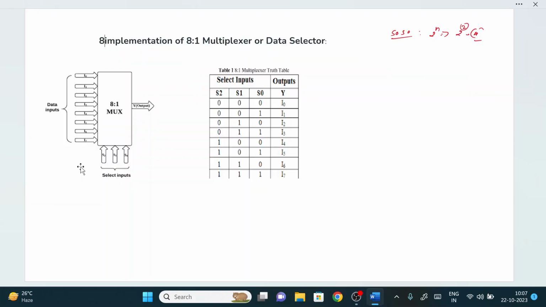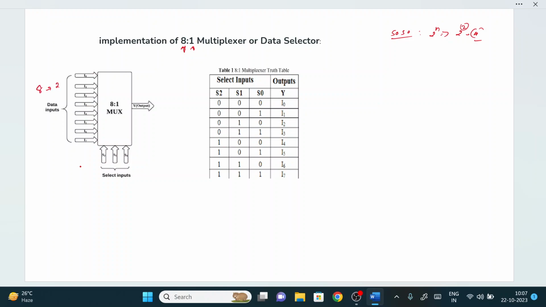Hello all, welcome back. In today's class, we will try to implement the 8 to 1 multiplexing operation. What do we mean by 8 to 1? 8 inputs, single output. 8 inputs: 1, 2, 3, 4, 5, 6, 7, 8 inputs. Then how many outputs do we have? Single output value.